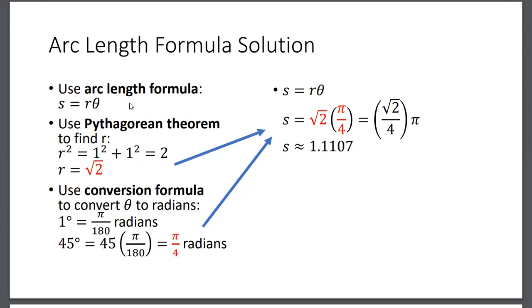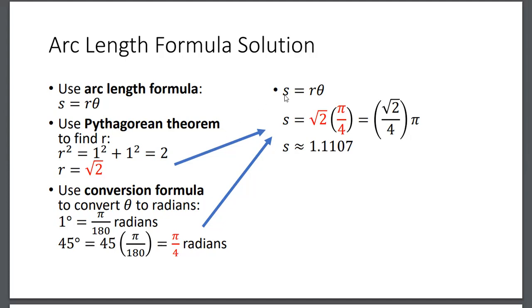Next, since this arc length formula requires theta to be in the unit system called radians, not degrees, that's the natural measure of angles, we use a conversion formula to convert theta to radians. That formula is that 1 degree is equal to pi over 180 radians. Multiplying both sides by 45, remember our angle was 45 degrees, then 45 degrees is 45 times pi over 180, and 45 goes into 180 4 times. We end up with pi over 4 radians as the radian measure for theta.